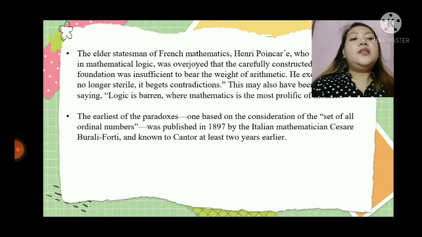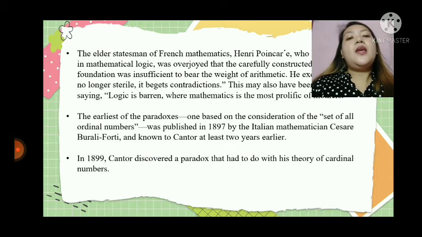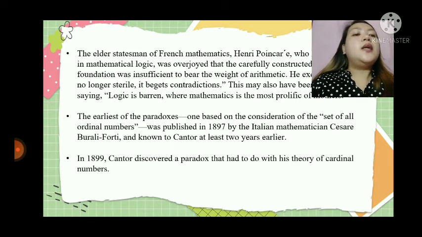The earliest of the paradoxes, one based on the consideration of the set of all ordinal numbers, was published in 1897 by the Italian mathematician Cesare Burali-Forti and was known to Cantor at least two years earlier. In 1899, Cantor discovered a paradox that had to do with his theory of cardinal numbers.